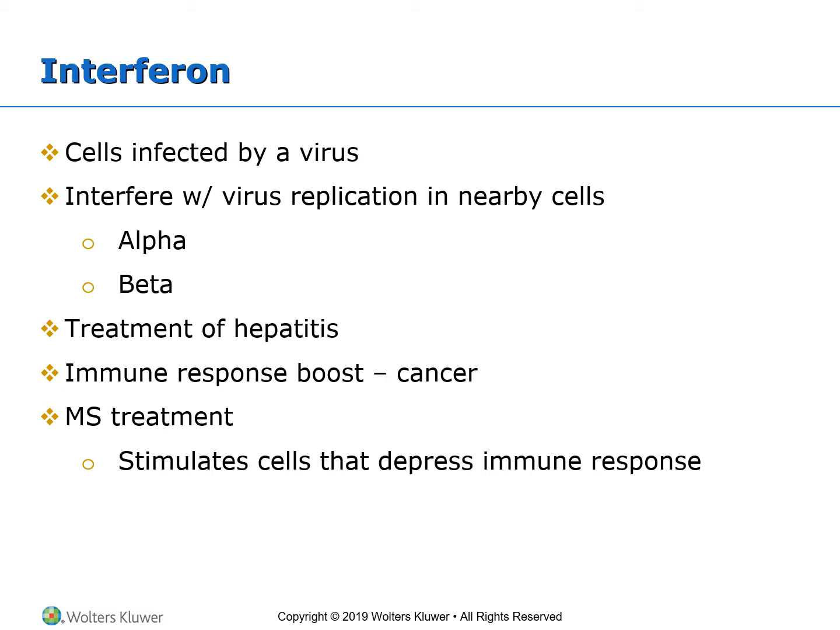So it has been used with quite good success in the treatment of malignancies such as melanoma, leukemia, and Kaposi sarcoma, and Kaposi sarcoma is a cancer associated with AIDS. Also, type beta was found to be helpful in treating an autoimmune disorder, multiple sclerosis.